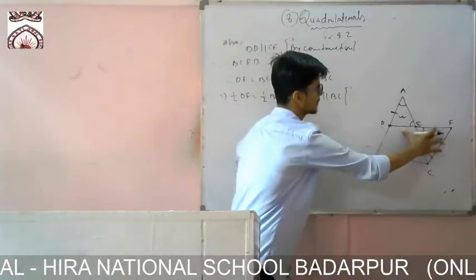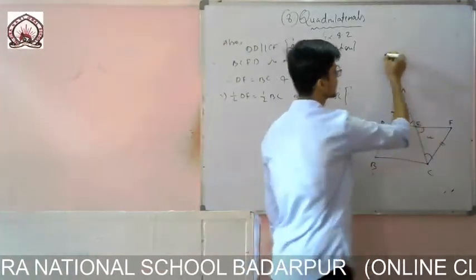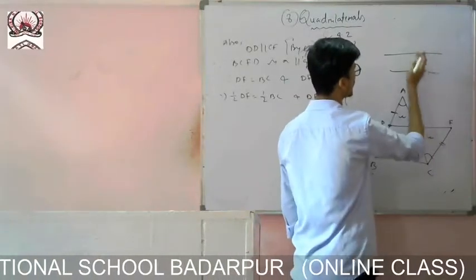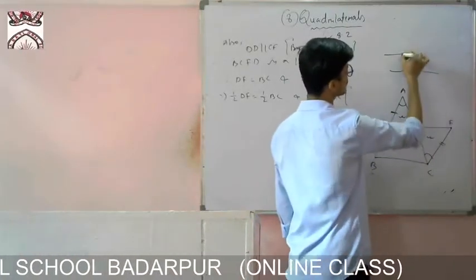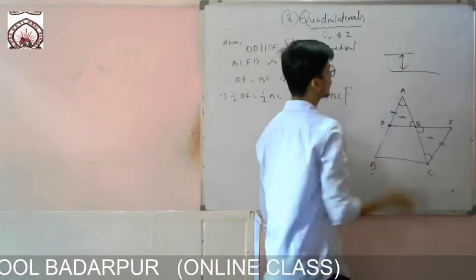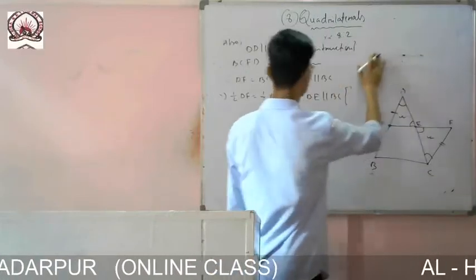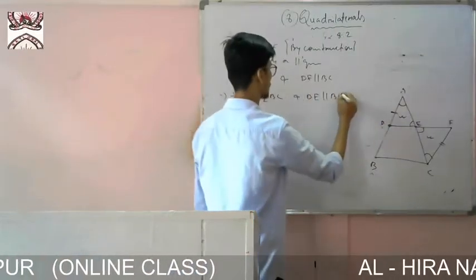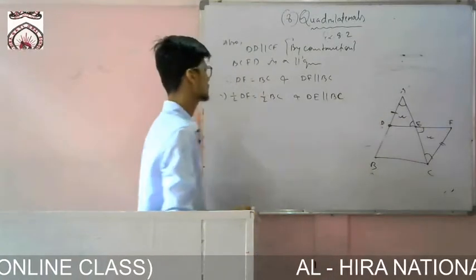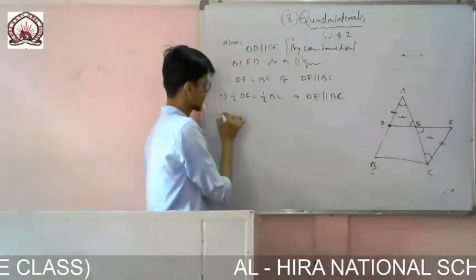If in place of DF I am writing D, this is the same line. If I say this line is parallel to this one, and if I remove half part also, then also it will remain the same thing. So these two lines will be parallel. So here also the case is same. So what I have written: DF is parallel to, DF is equal to half of BC.